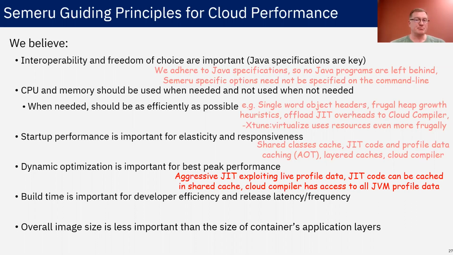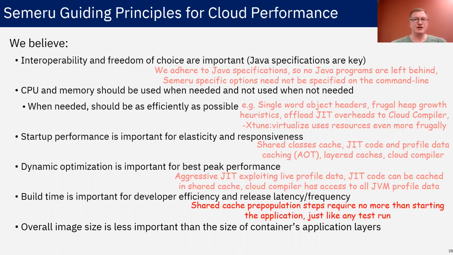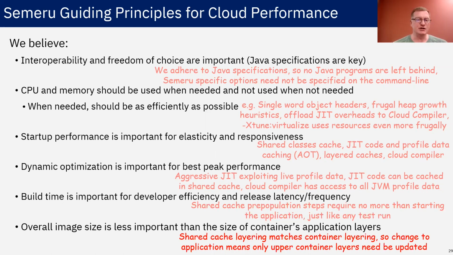We think build time is important because developers need to be efficient, and we need to be able to release code efficiently. So we try not to add very expensive steps to the build. Even our shared cache technology, which has a pre-population step, you do basically by starting the application, which is no different than running the tests that you have in your CI environment, and should be no more painful than that. Finally, image size is a thing that gets a lot of attention.